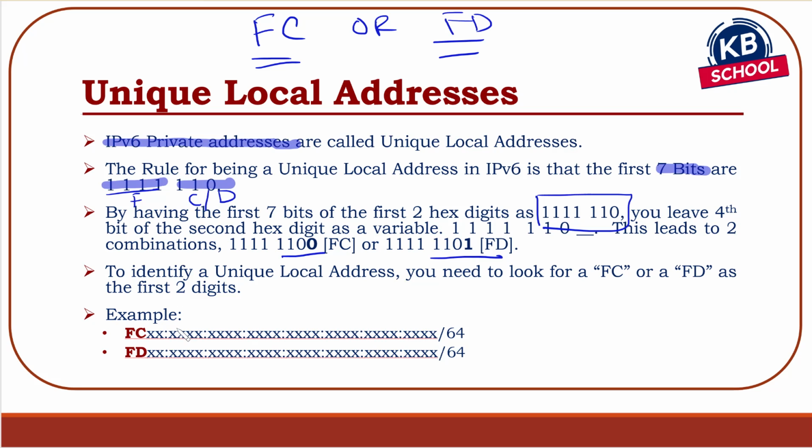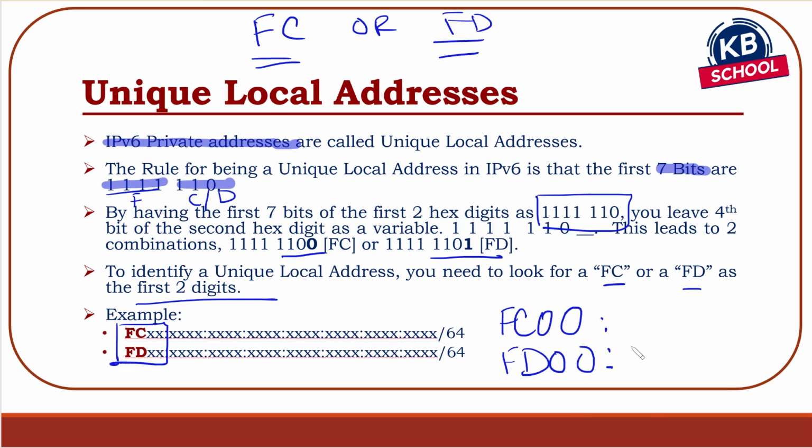So to identify a unique local address, you need to look for FC or FD as the first 2 hex digits. And make sure you put the XX in the middle. Don't put this. This is a wrong or an invalid address. So this would be an invalid address because that would be 00F0, which is wrong. It has to be FC followed by any 2 digits. As I told you, what I generally do is I say FC00, which is good enough. These are my private addresses over here.